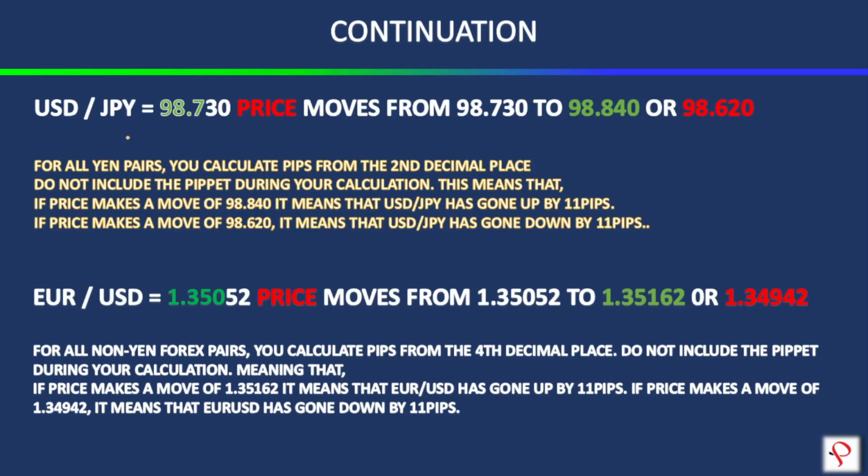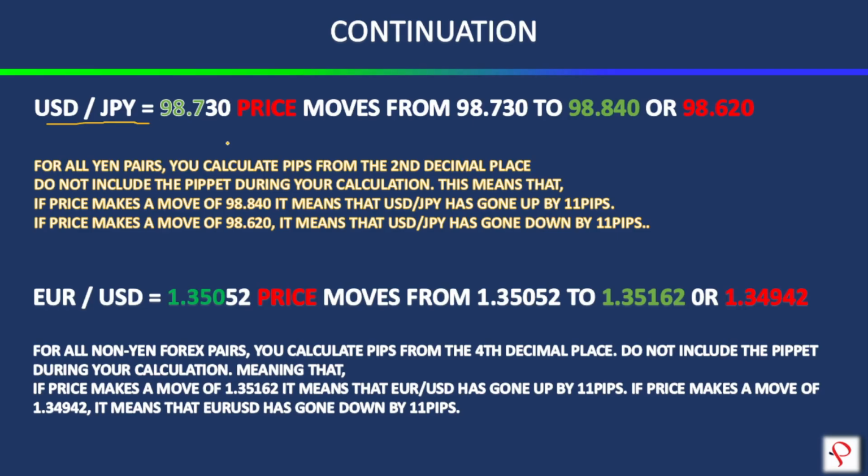Now you can see this is also another broader example. You can always take a pause and read through this to understand how the pip moves. It's just basic mathematics. So if USD JPY, for instance, is trending up, it means that the price is going to move up. And if USD JPY is trending down, it means that the price is going to move down.